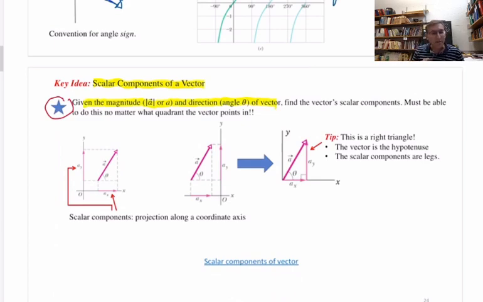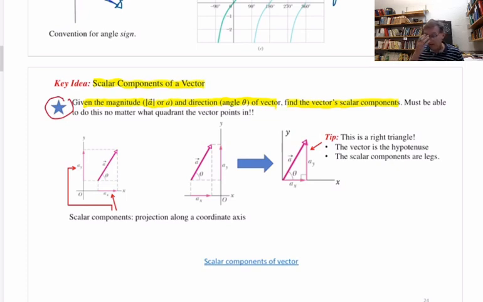So we've been given its magnitude, A arrow absolute value, and its direction, denoted by an angle theta, measured from the plus x direction. With those two pieces of information, magnitude and direction, we are to find the vector's what are called scalar components. And we have to do this for any vector in 2 dimensions.